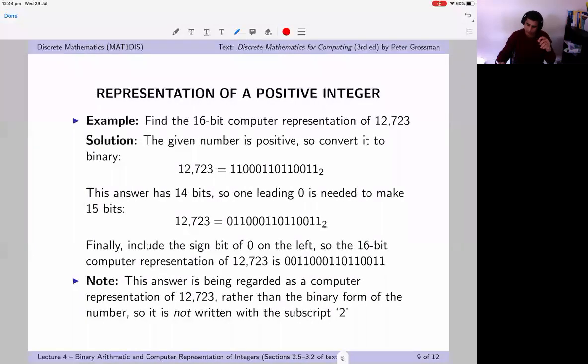By the way, I forgot to mention, this answer is regarded as a computer representation of this number rather than the binary form, so we don't put the subscript 2 there. When we are representing that, we don't have to put it. It's just a convention.